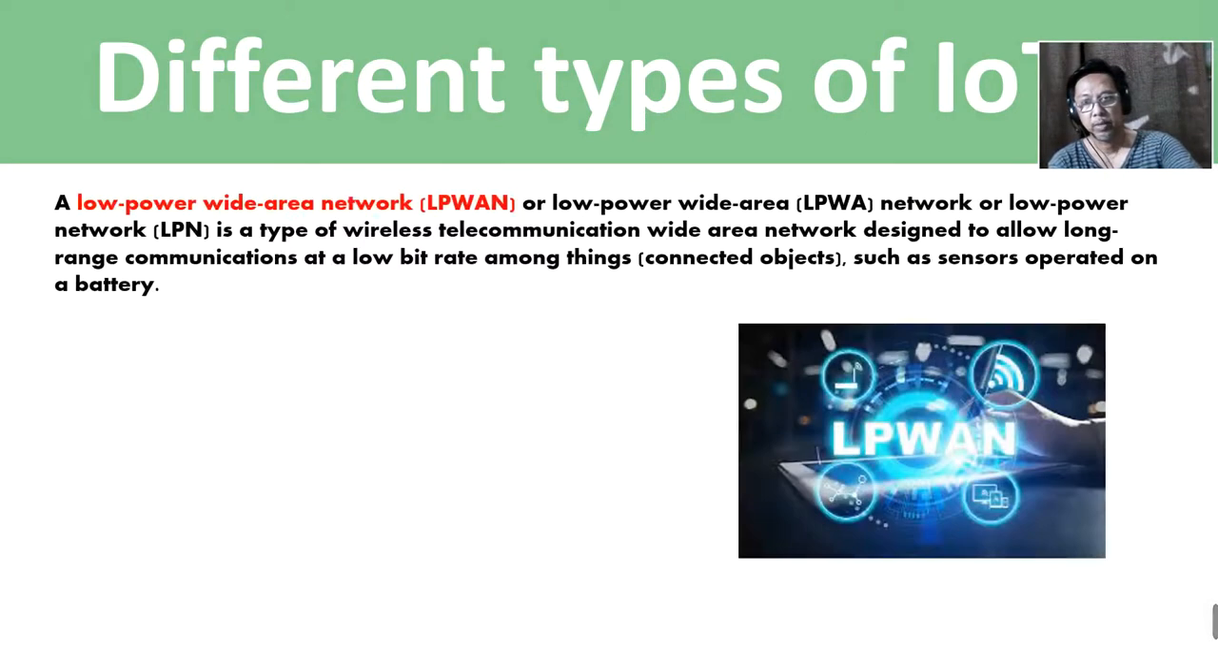So now we will talk of those types in detail. We'll start with LPWAN, or LPWA, which stands for Low Power Wide Area Network, or Low Power Network (LPN). It's a type of wireless communication wide area network designed to allow long range communications at a low bit rate among things, such as sensors operated on battery.